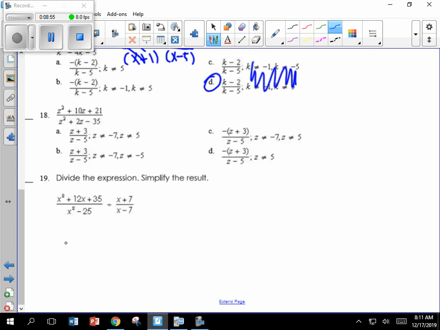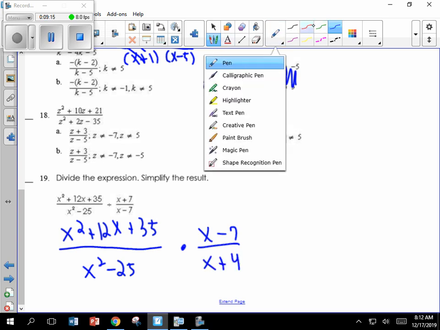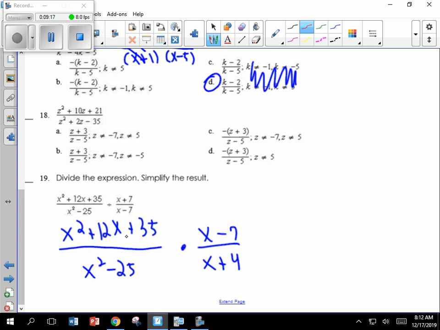19. Since it's division, x squared plus 12x plus 35 all over x squared minus 25. Division, change it to multiplication, and flip it. X minus 7 over x plus 5. All right, so the first one here, we're trying to find two numbers that multiply to get 35 and add to get 12. So I'm going to list all the factors of 35.